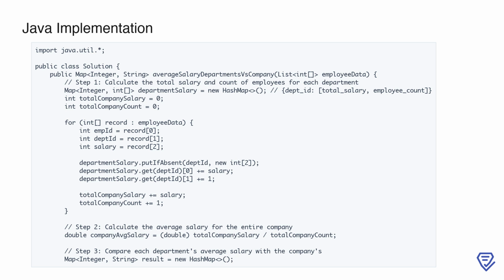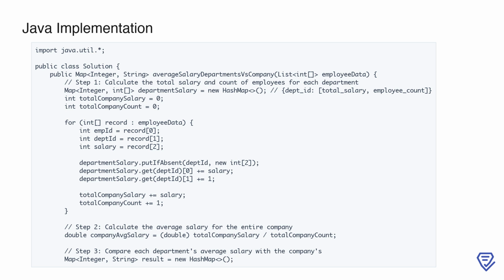Next, we iterate through the employee data provided as a list of integer arrays. Each record contains the employee ID, department ID, and their salary. For each entry, we update the department's total salary and employee count in the map. Simultaneously, we update the overall company's salary and employee count.